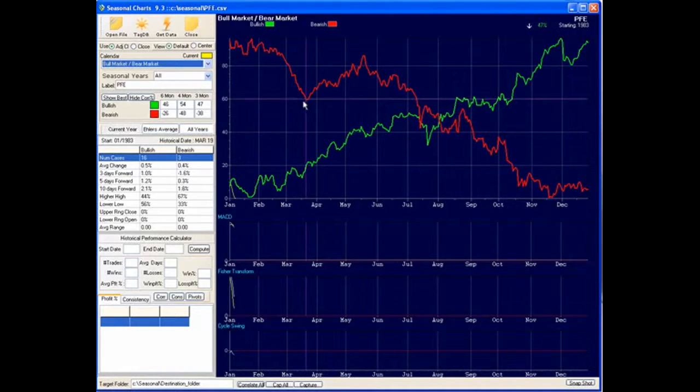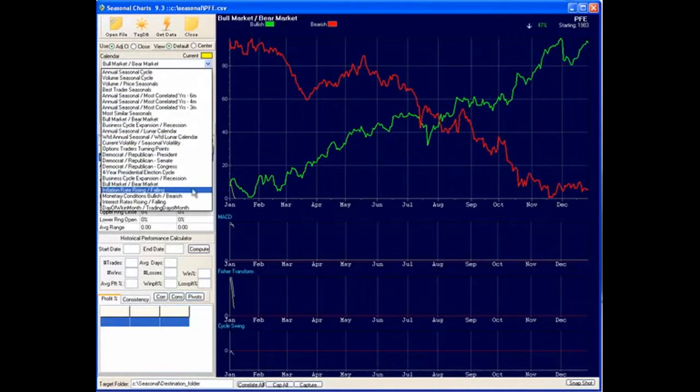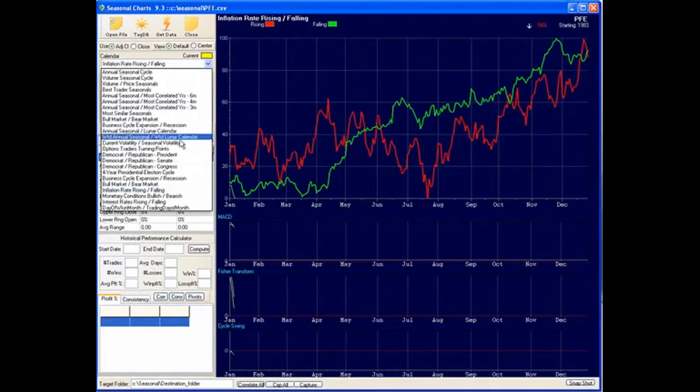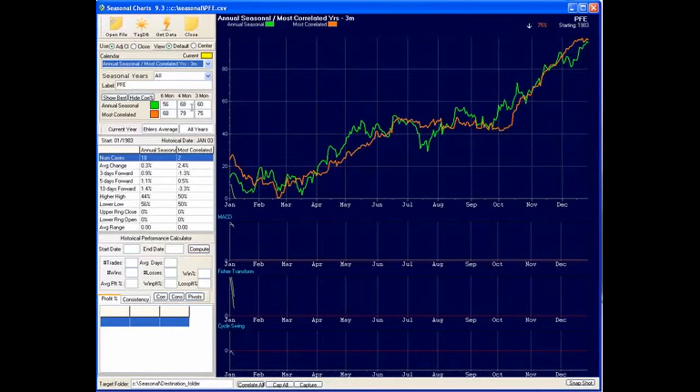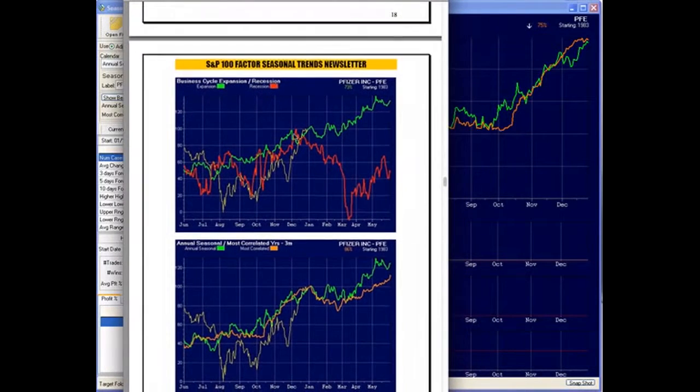So this is information that most people never see because they don't know how to pry apart the years that don't matter, past trading years whose history doesn't matter when you're trying to analyze Pfizer, and they don't know how to look at Pfizer under different economic environments like inflation rates or monetary conditions and so forth and so on. So that's how you use our program. That's how we use our program, and every month we do that.